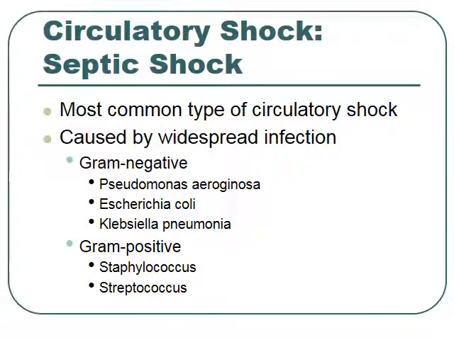Okay, let's talk about septic shock. This is one of the types of circulatory shock. It is the most common type of circulatory shock. It is caused by widespread infection, and the most common cause of that is gram-negative. Those things can be E. coli, Klebsiella, Pseudomonas, and then we also have gram-positive for strep. But the most common infection are the gram-negative.